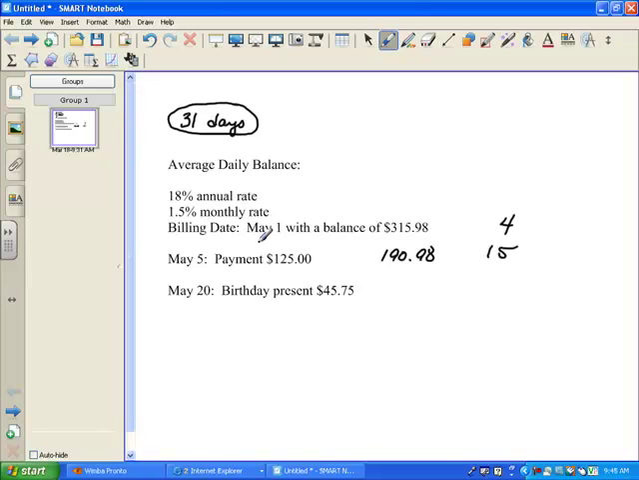Now on the 20th you make a purchase. So $190.98 plus $45.75 is equal to $236.73. And we stay that way until the remainder of the month. So 20 to the 31st is 11 days. So we stay that way until the 31st of the month for 11 days.